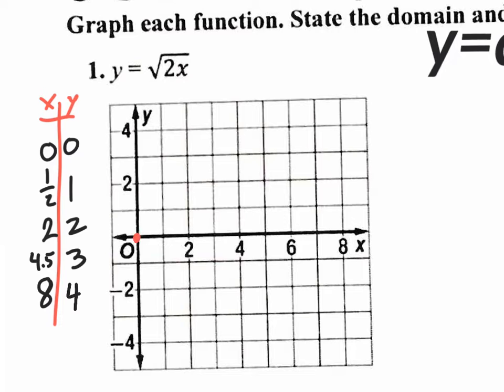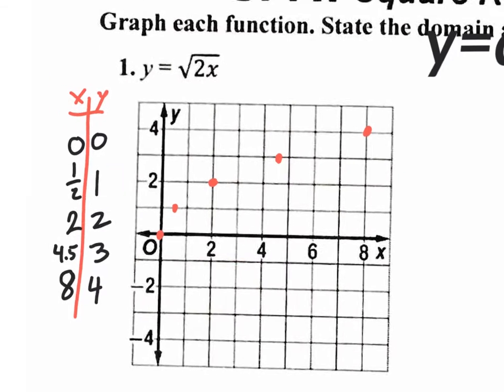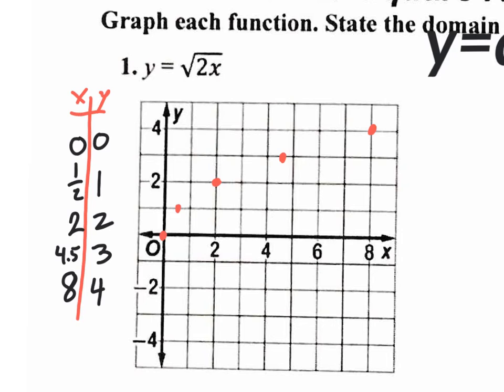0, 0 is right here. 1/2 on the x and 1 on the y is right there. 2 and 2 is right there. 4.5 and 3 is up here, and 8 and 4 is right there. So let's connect those dots and we have our graph.